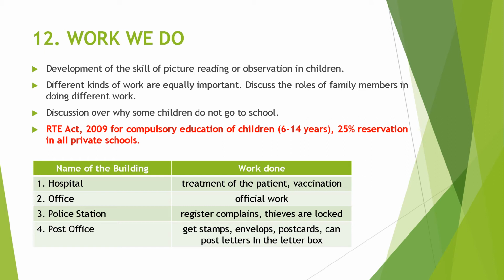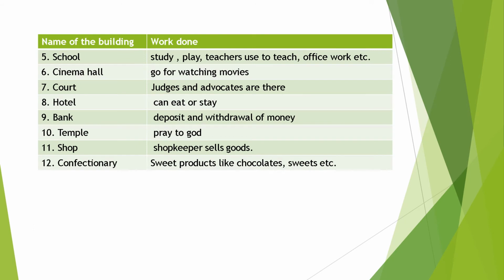Then post office, where we get stamps, envelopes, postcards, and can post letters in the letter box also. Then we have school, a place for study, where children play, teachers teach, and there is office work, etc. In a cinema hall, people go for watching movies. In court, judges and advocates are there, and people get justice from the court.